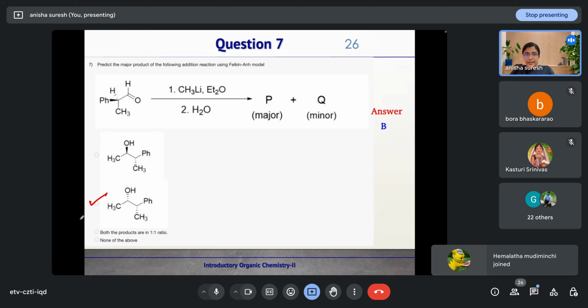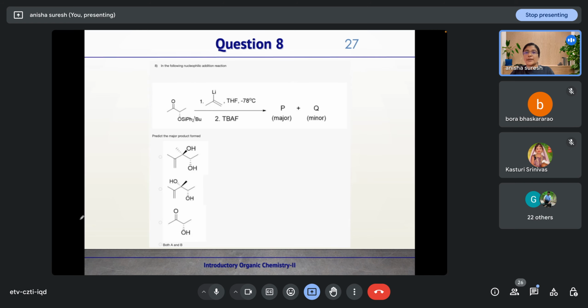So the right option will be option B. Now coming to question number 8. In the following nucleophilic addition reaction, a major product P and a minor product Q are formed. They are asking to predict the major product that is formed. What will be the major product that will be formed?